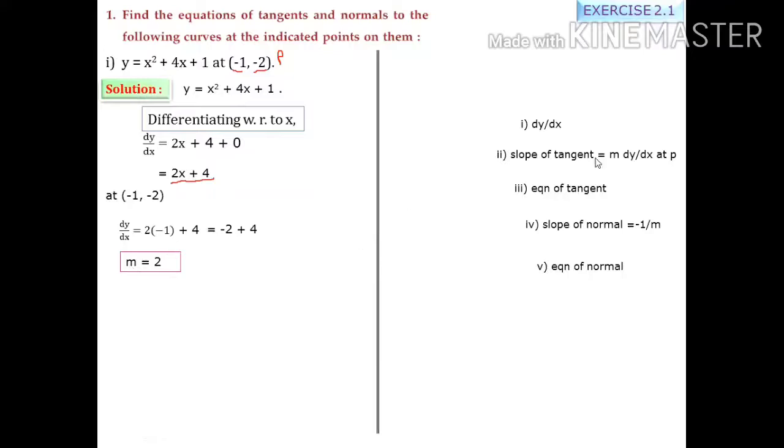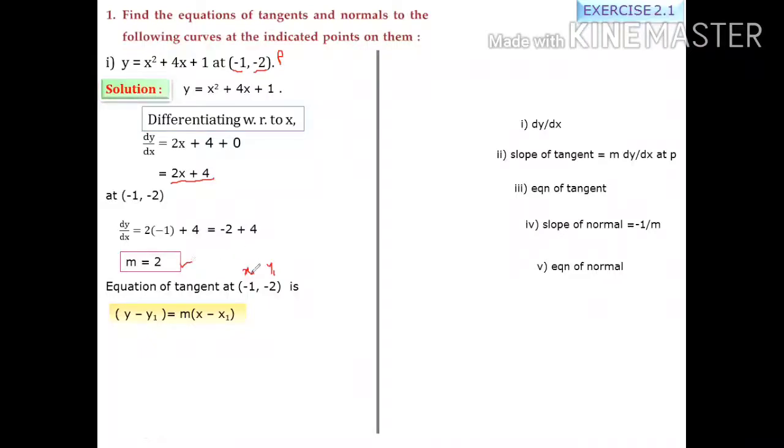After getting the slope of the tangent, step number three is to find the equation of the tangent. So the equation of the tangent at point (-1, -2), the known formula is y minus y1 equals m times (x minus x1). The coordinates here, (-1, -2), are the values for x1 and y1. It is not the x and y. Remember, the given point coordinates you have to use as x1, y1, and the slope m is calculated already.